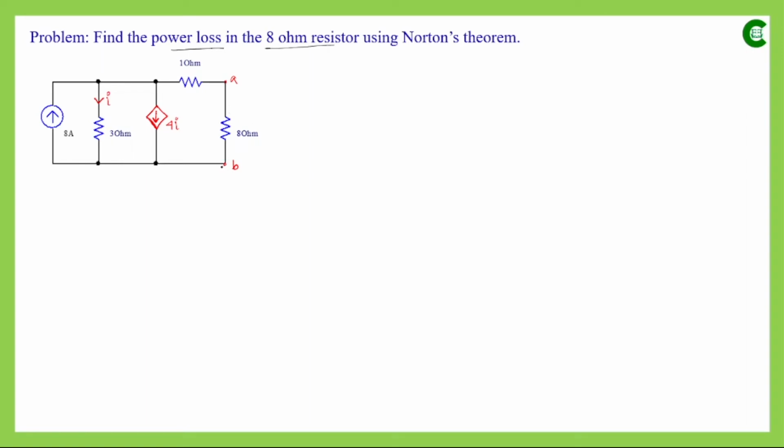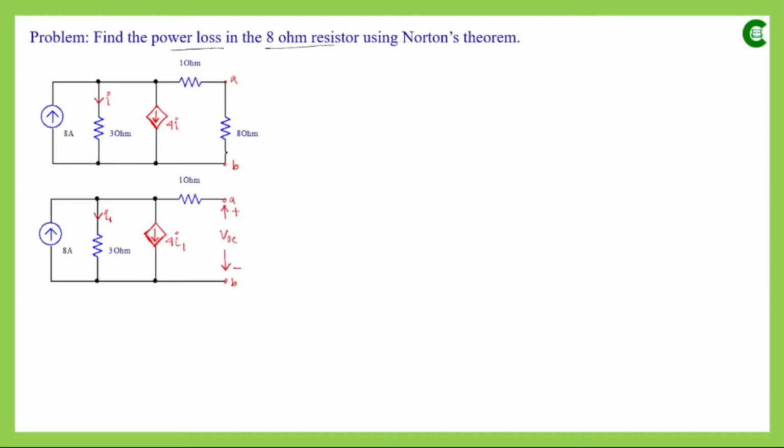So in the next step we will find out ISC, and then in the next step we will find out VOC. Then with the help of those two values we will find out RN, and then in the final circuit we will reconnect IN or ISC and RN in parallel, and with that connection we will reconnect the load resistor. So we will now simplify this circuit in a step-by-step manner.